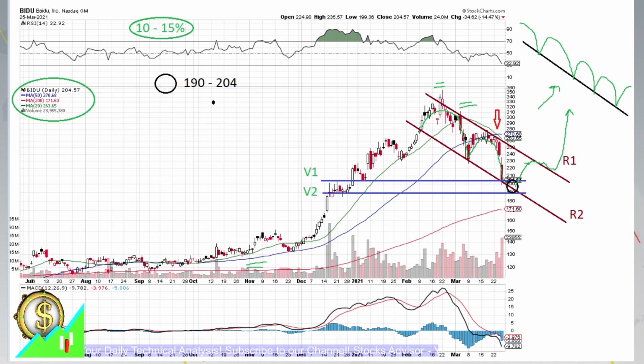What is also still saying that we are probably close to a rebound are the RSI and MACD. Looking at RSI, you see we're almost in the oversold area.